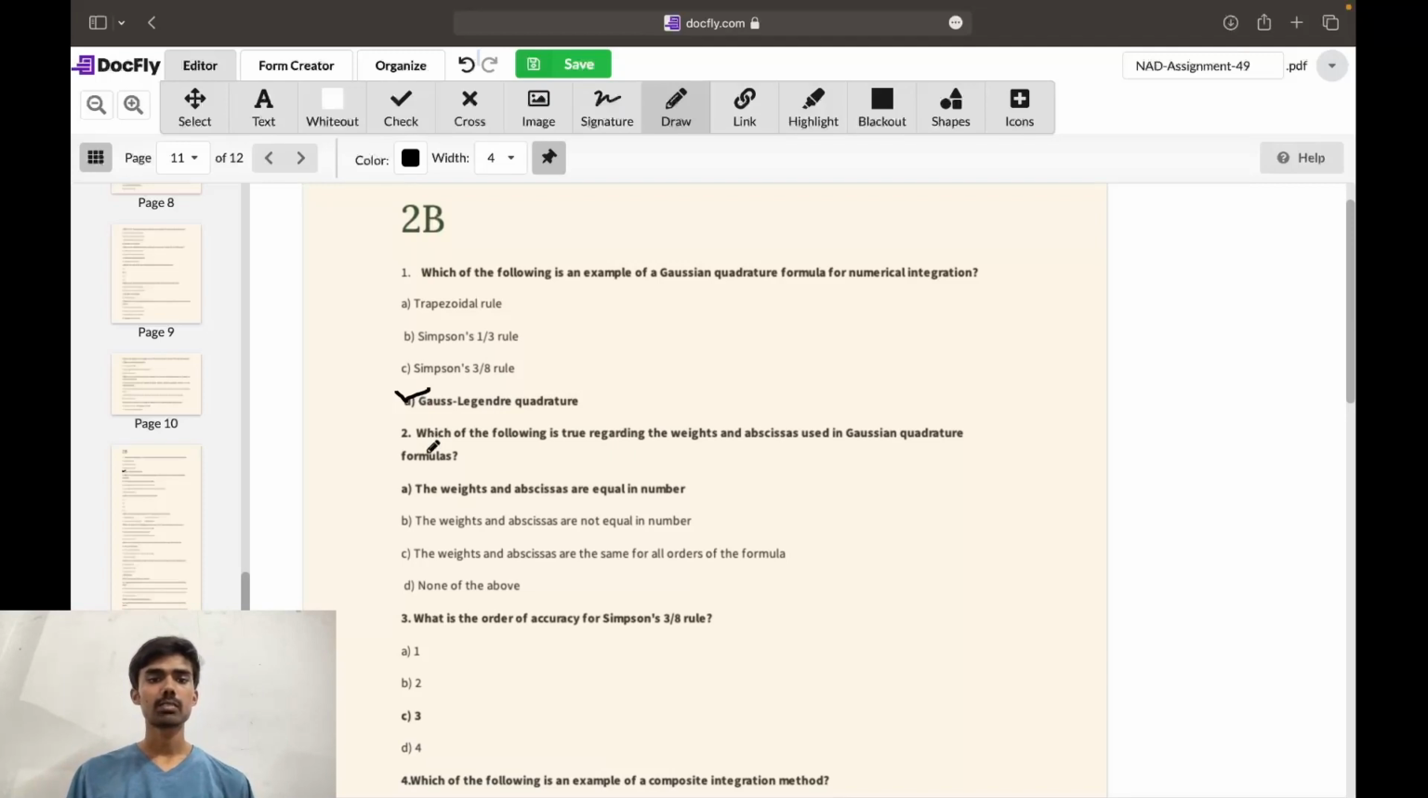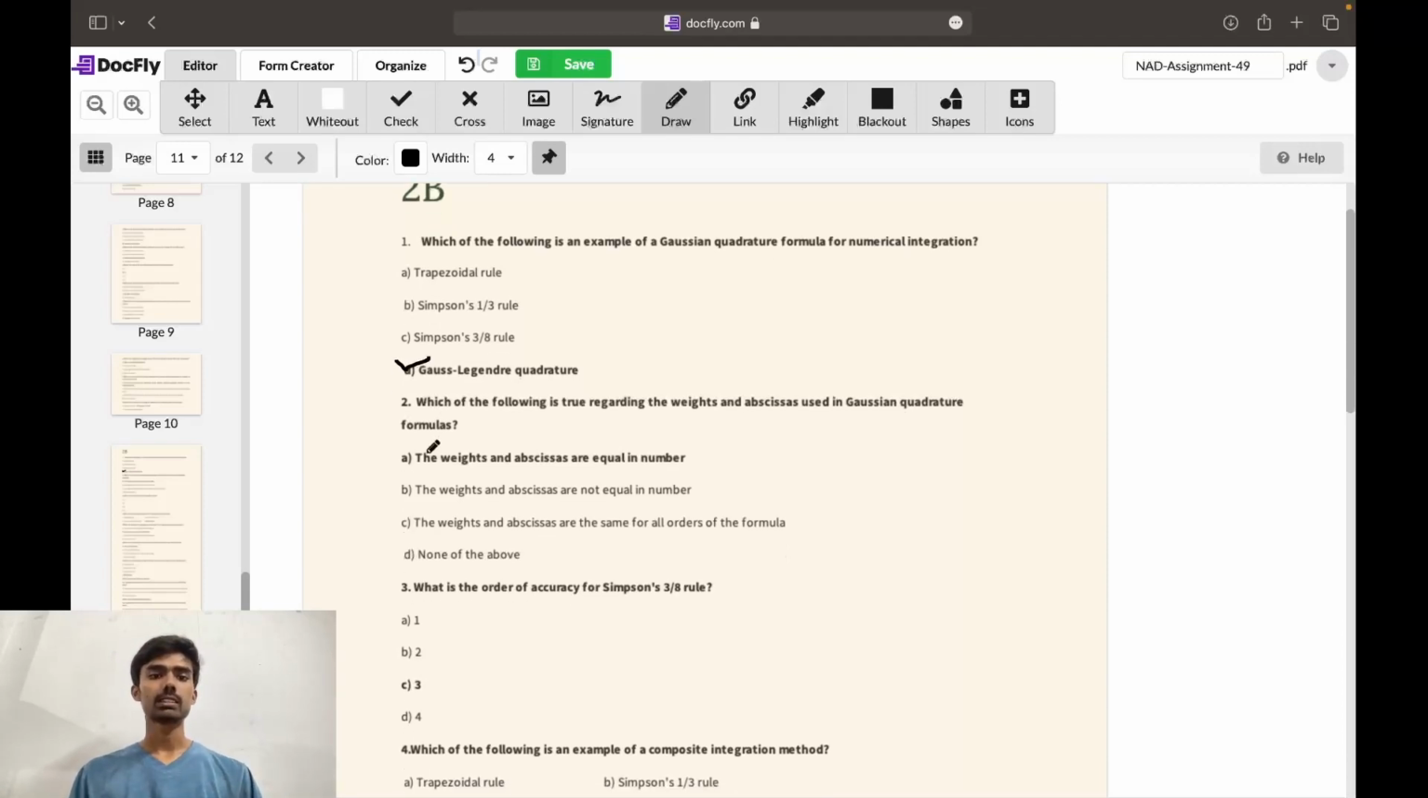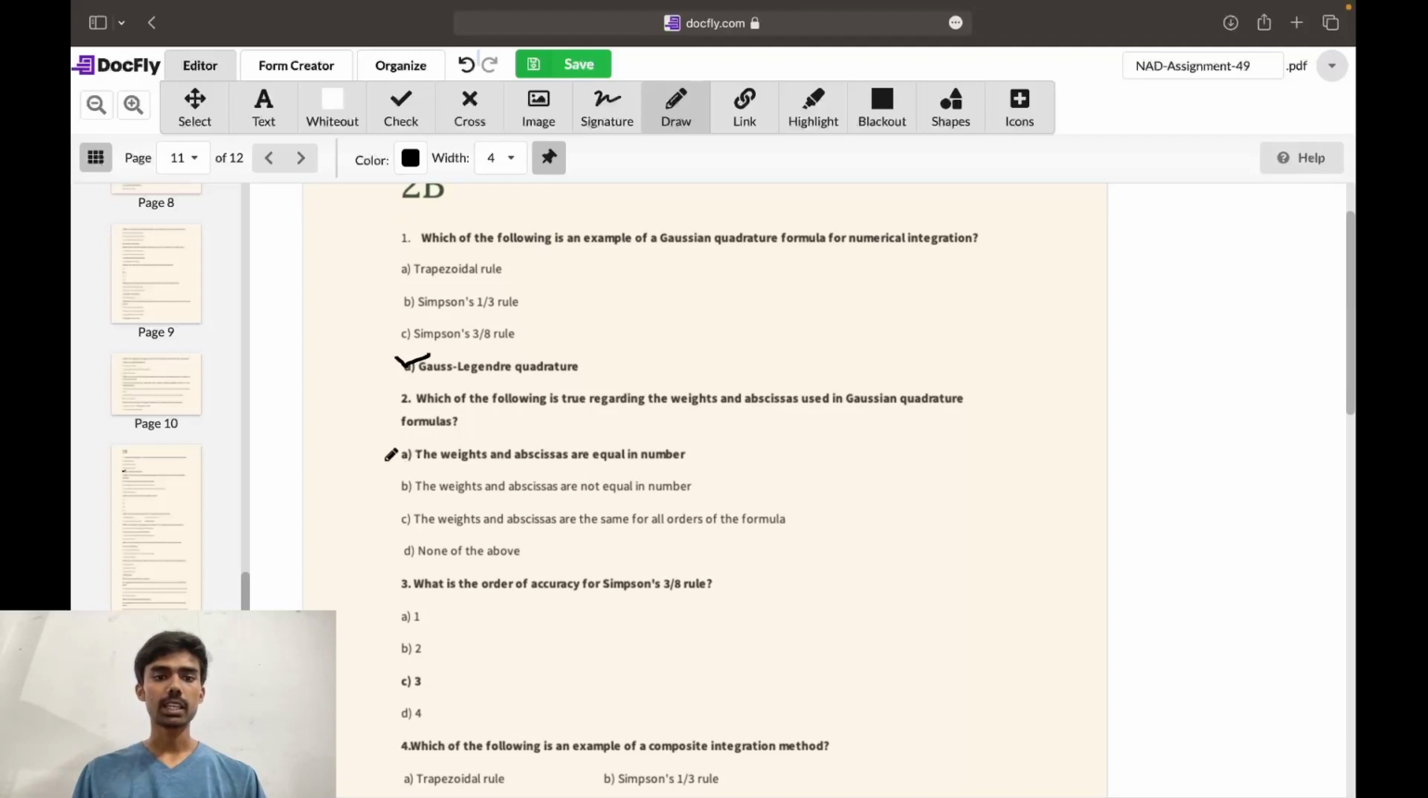Now for question number two, we have: which of the following is true regarding the weights and abscissas used in the Gaussian quadrature formula? The abscissa is the value of x and a weight is the corresponding value of y with regard to x. So these are equal. So option A here is the right answer. The weights and abscissas are equal in number.